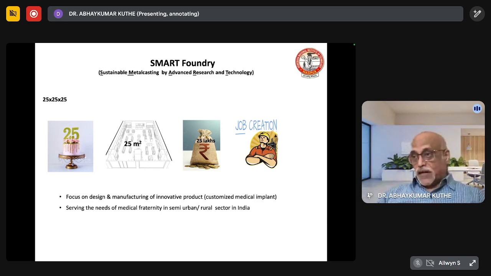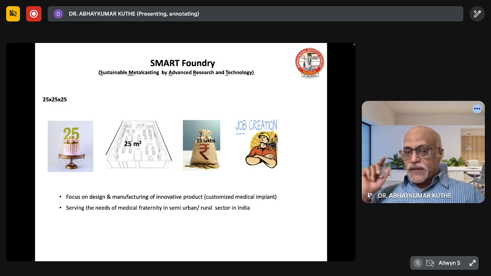Customization is very important. That means an implant designed for that particular patient, suiting that patient's anatomy. It is not a standard implant which is available on the shelf and you just go and purchase it. It is to be designed and developed so that that patient only will get benefited. Then secondly, serving the needs of the medical fraternity in the semi-urban and rural sector in India.